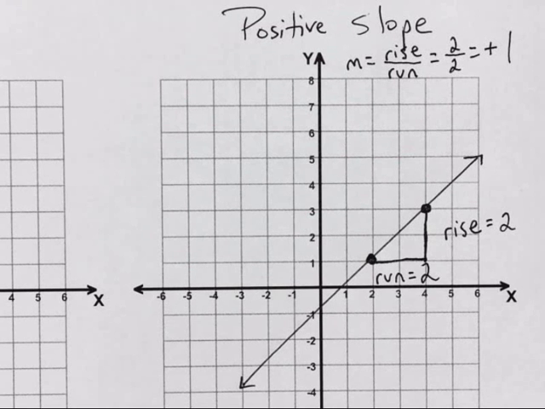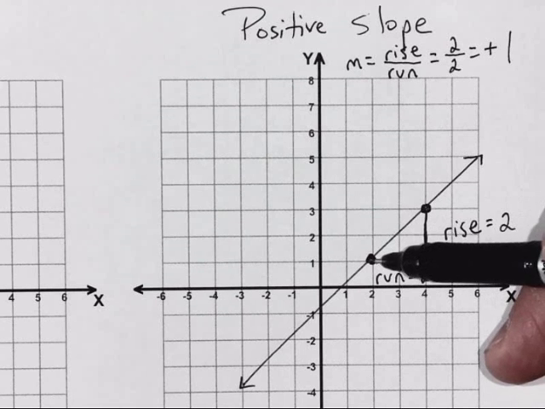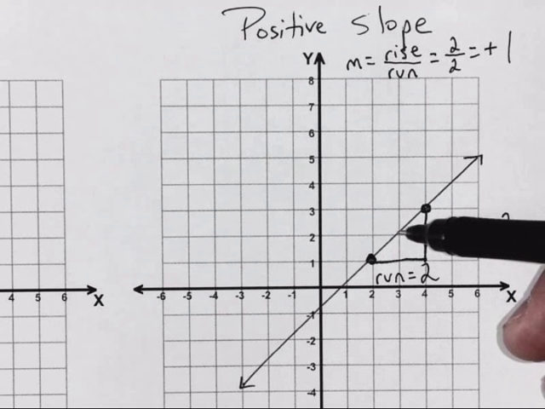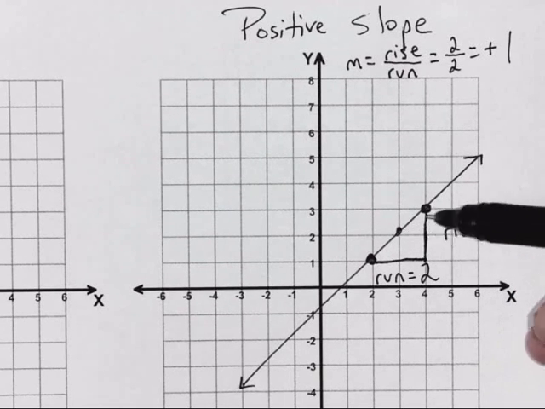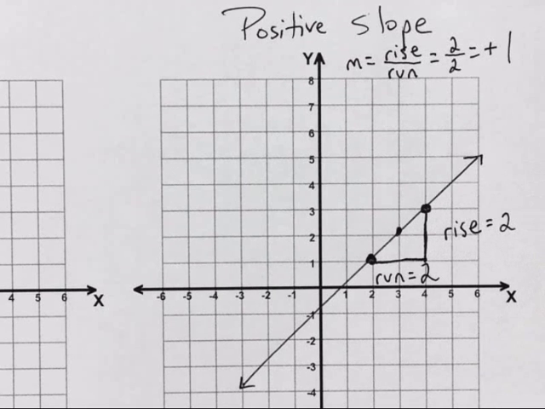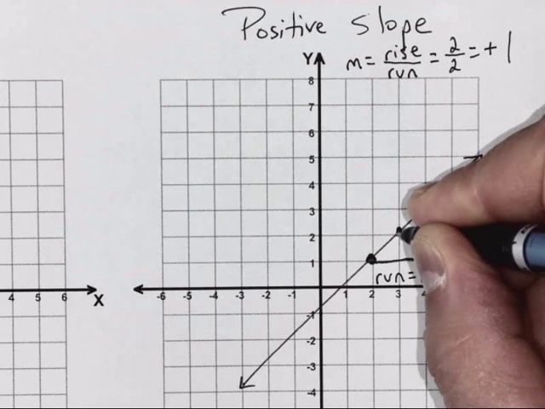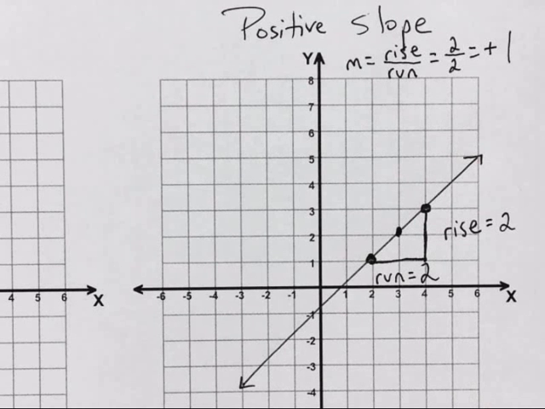Essentially, if I look at my graph, if I go over 1 and up 1, that puts me at another point on the line. Over 1, up 1, and so on and so forth. So as I rise 1, I run 1, and that gives me another point on the line. The slope describes essentially the rate of change of that line, right? How the line is moving or changing as we move from one point to the next.